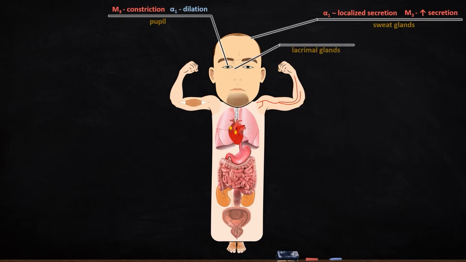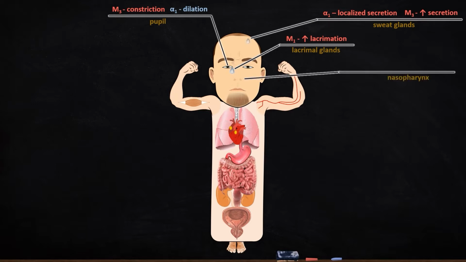So the next function is going to be tear formation. That would be in the lacrimal glands. That is primarily mediated by M1, so that's muscarinic receptor type 1 in the lacrimal glands. Okay, so that's primarily a parasympathetic activity there.